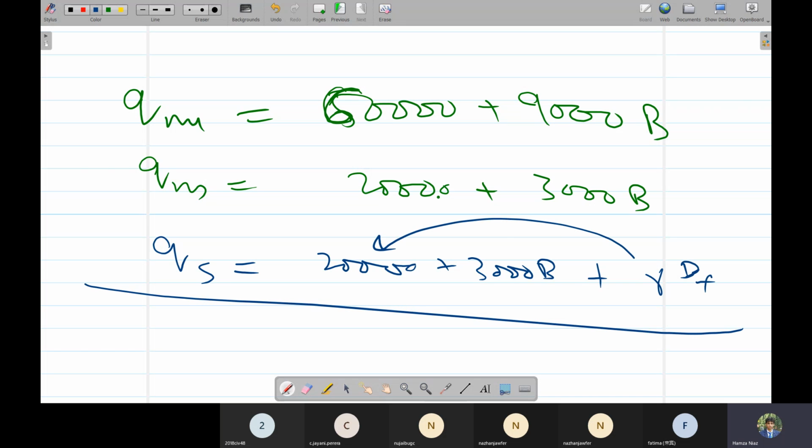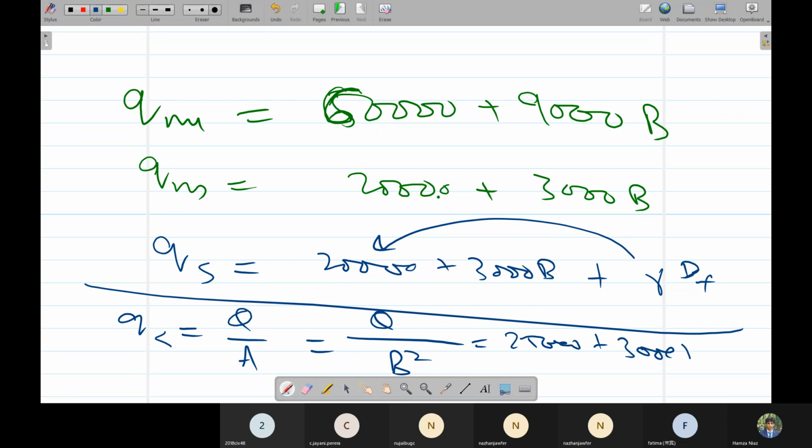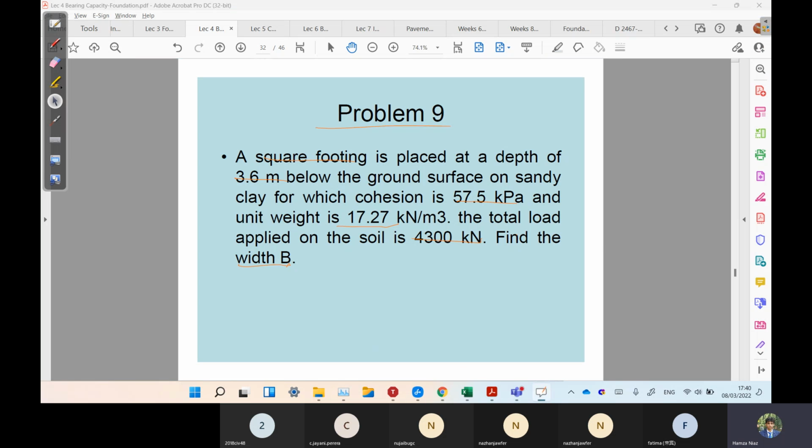After this, Q safe is equal to Q over A, and Q is given. A is B square because it is a square footing. So this becomes an expression. Suppose it's 25,000 plus 3,000 B. Take this B there and solve this, simply using the calculator. It could become, I think, a cubic equation. So this is the difference.